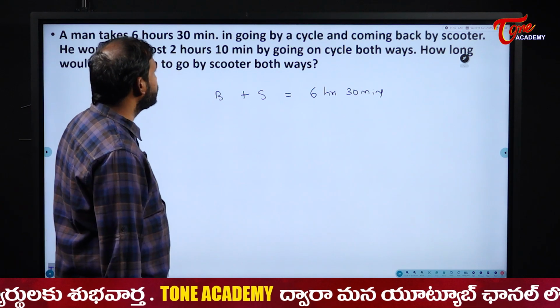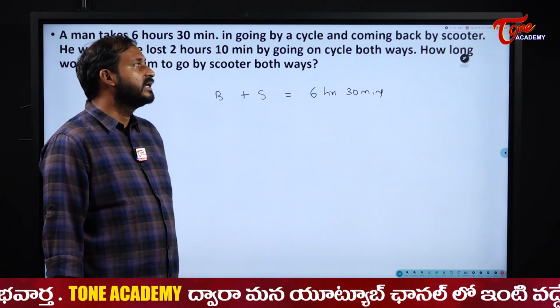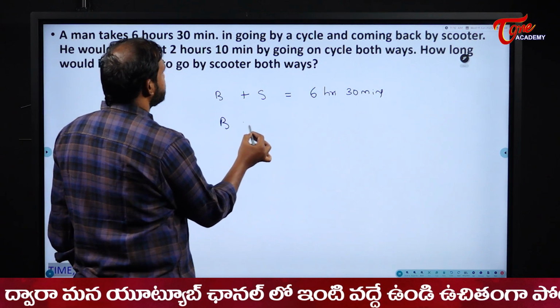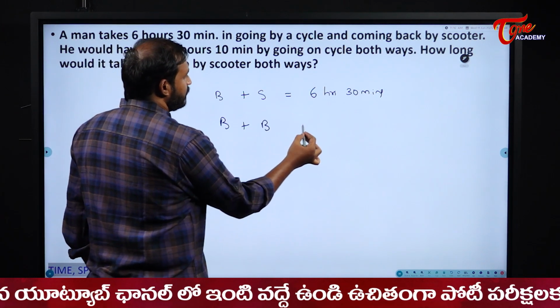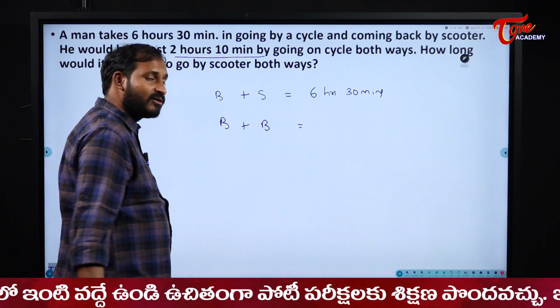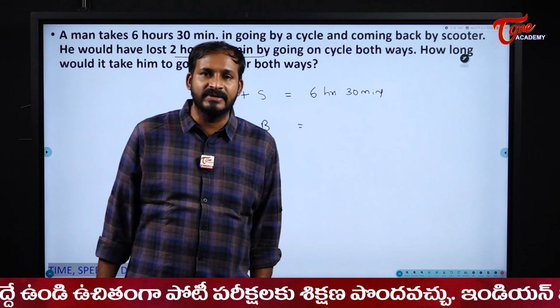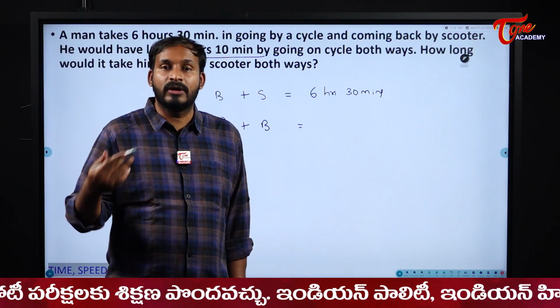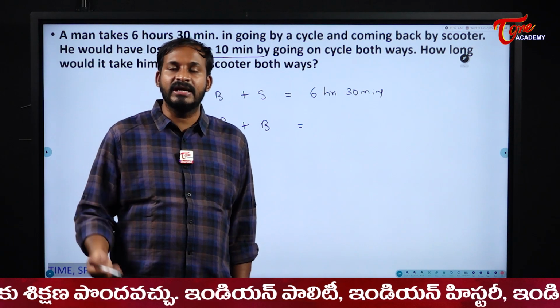Now he would have lost 2 hours 10 minutes by going on cycle both ways. That means if he goes on bicycle on both the ways, he would have lost 2 hours 10 minutes. Lost 2 hours 10 minutes means what does it mean? Whether he will take more time or less time? He will take more time. Losing the time means he will take more time.